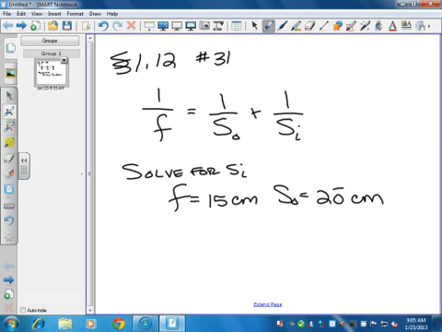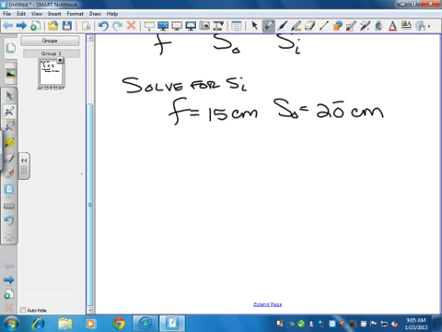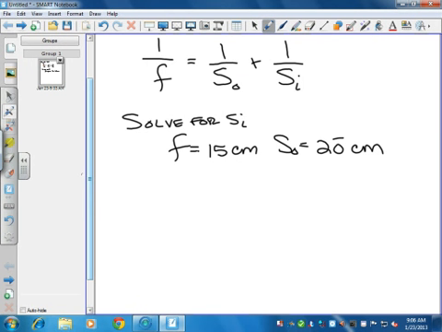Okay, so you have a choice on this. You can solve for s sub I first, or since we actually know numeric values for this, it's usually easier if you put those in first and then solve for your missing variable. So into our equation where there's an f, we're going to replace that with 15. So we get 1 over 15 is equal to, we know s sub 0 is 20, so we get 1 over 20 plus 1 over s sub I.